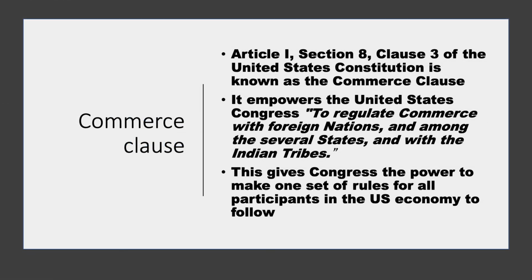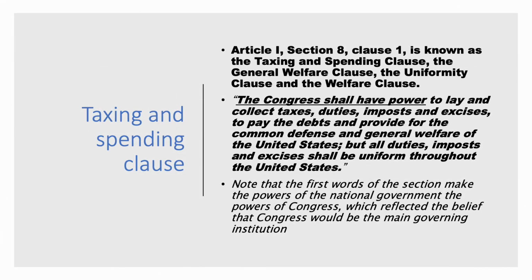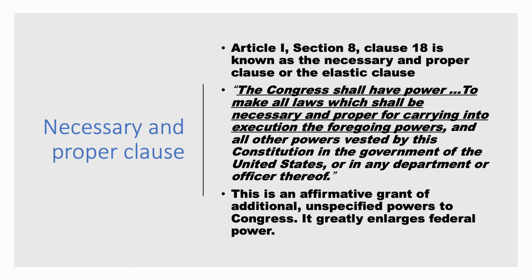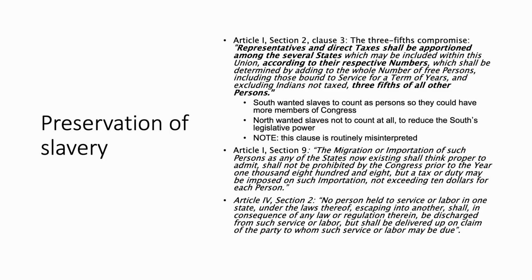Now, this is the Commerce Clause. It gives Congress the power to make one set of rules for everyone who participates in the U.S. economy. This is a very important clause. Here's the Taxing and Spending Clause. Congress can lay and collect taxes, pay the debts of the United States, take care of its defense. The Necessary and Proper Clause, again, was sometimes called the Elastic Clause, the one we just covered. And now we have the disgraceful parts of the Constitution where Congress decided to preserve slavery.